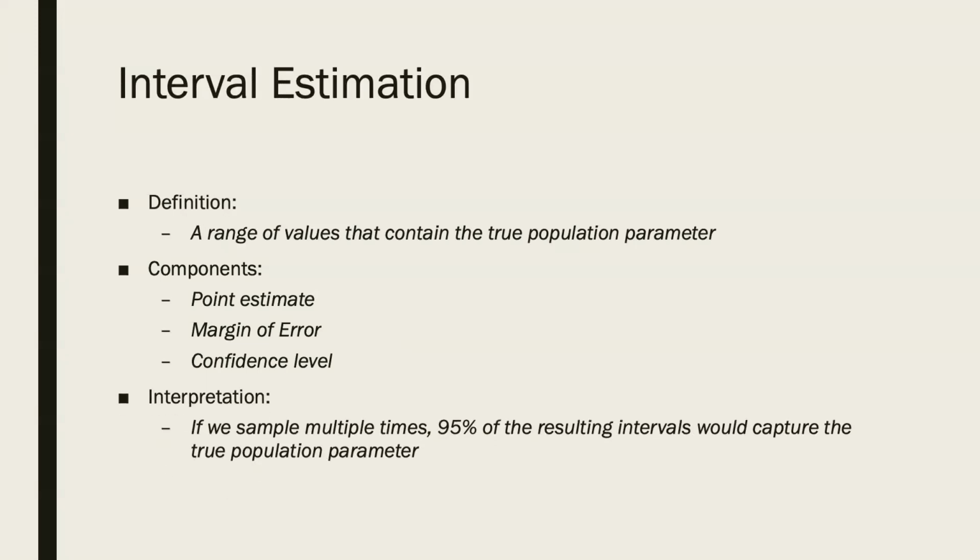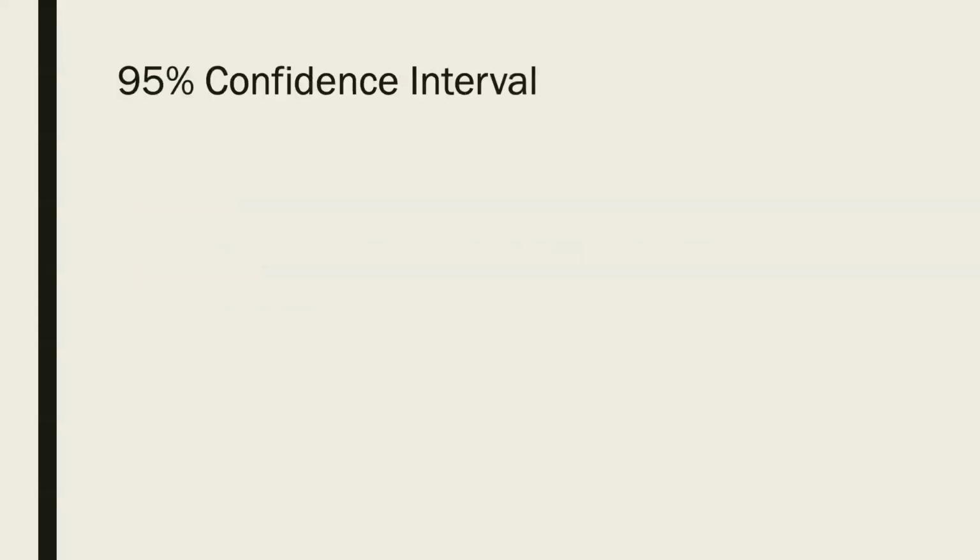So if we want to find a 95% confidence level, it means that in this range of values, we will capture the true population parameter. If we take 100 samples, in 95% of them we will capture the true population parameter.